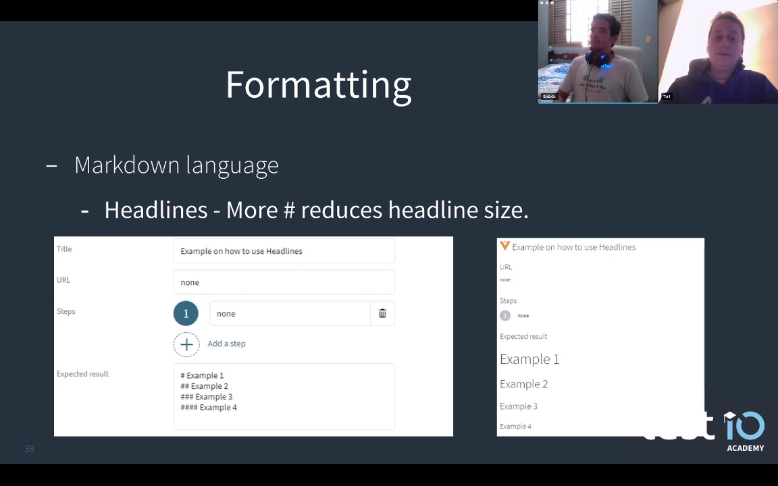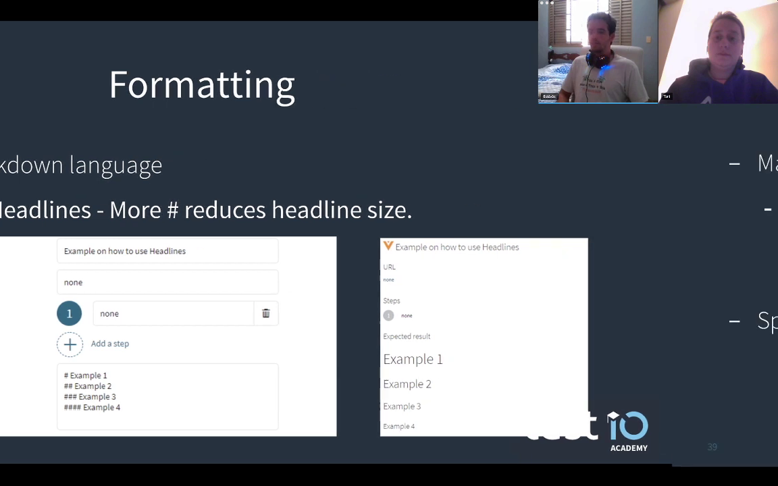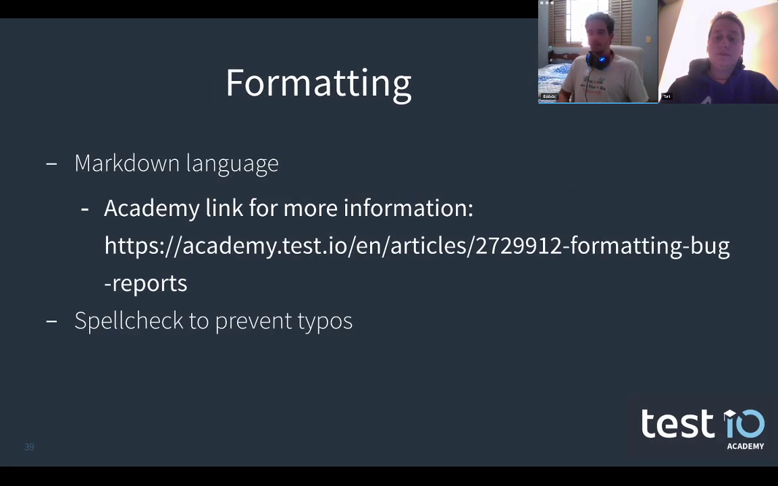I would say if you can use headlines along with bold for questions, it would make your report look outstanding. And I have provided the link to the Academy article where you can check more information about the Markdown language. Another useful tip is for spell checking: either use a Chrome extension or copy and paste the text into a Word document, because even though it's not perfect, it helps a lot with small mistakes and typos. There are a couple of tools you can use for that.